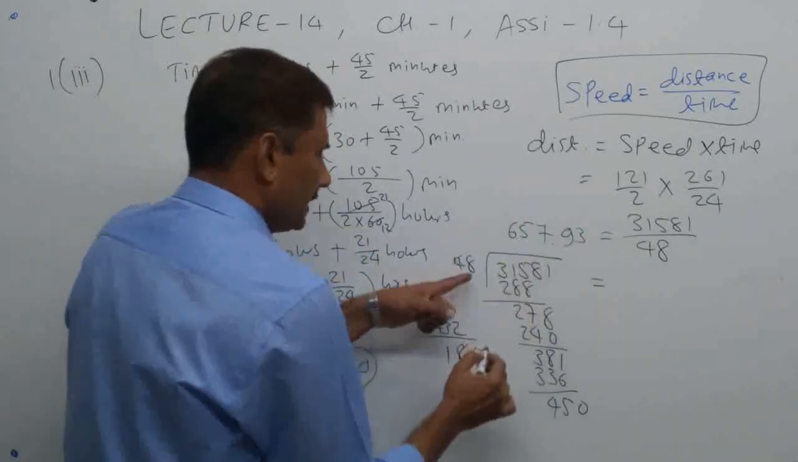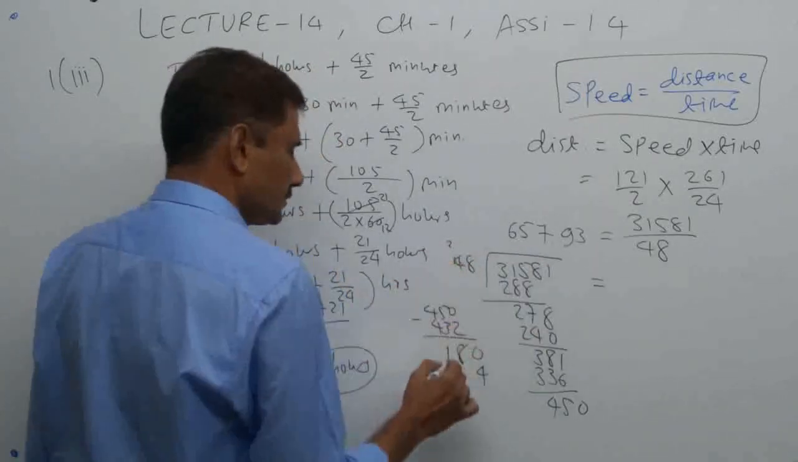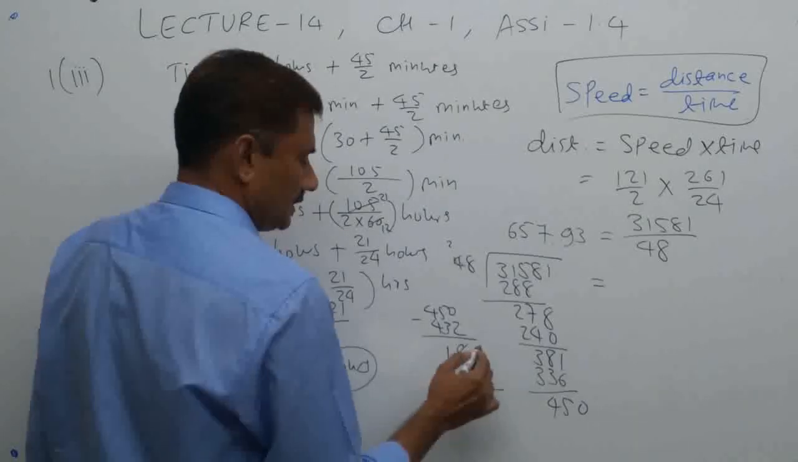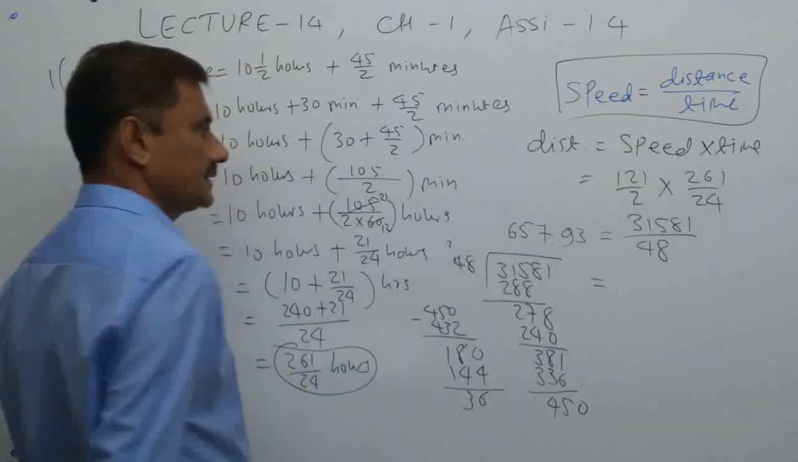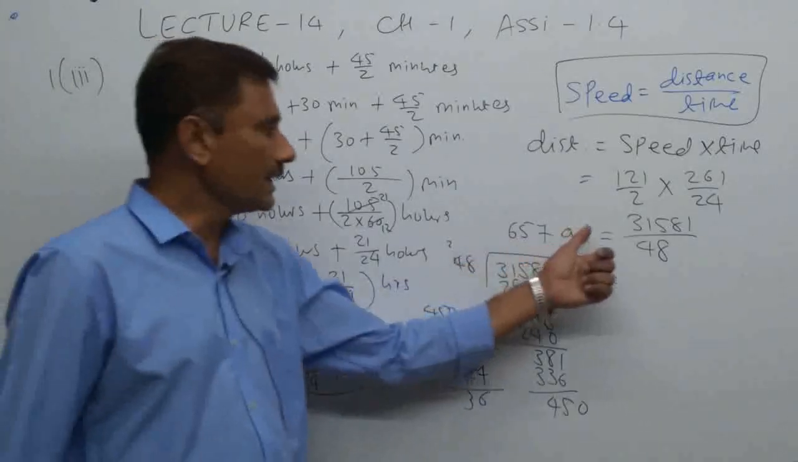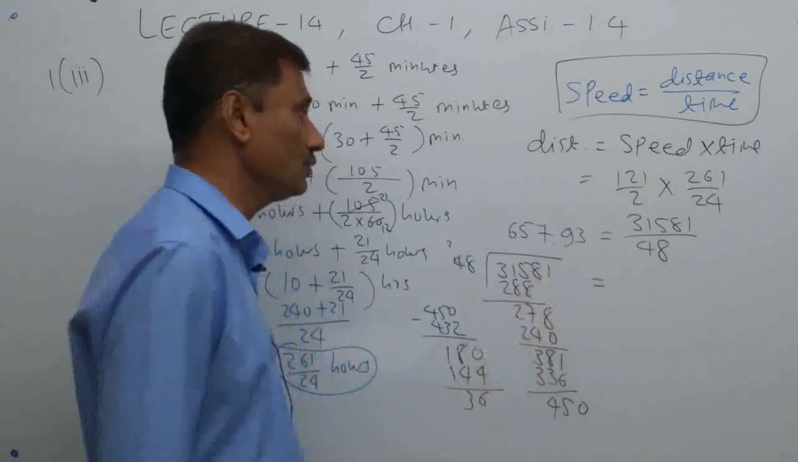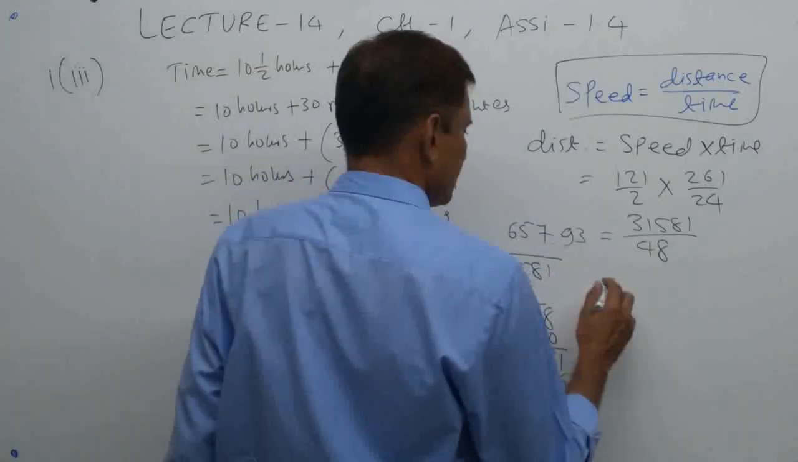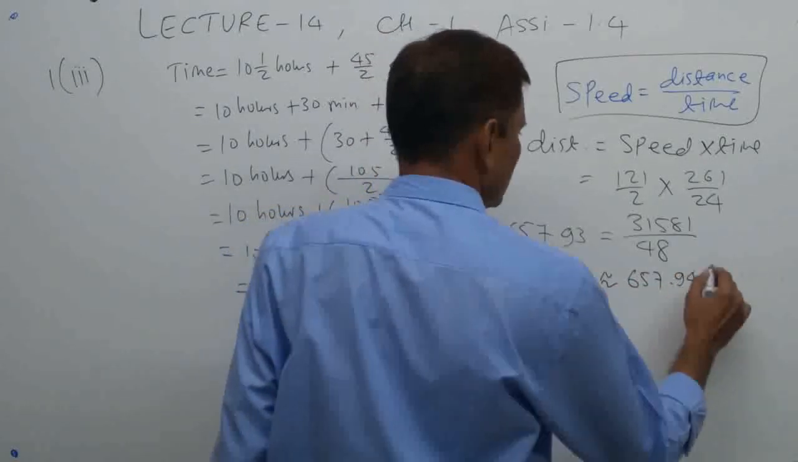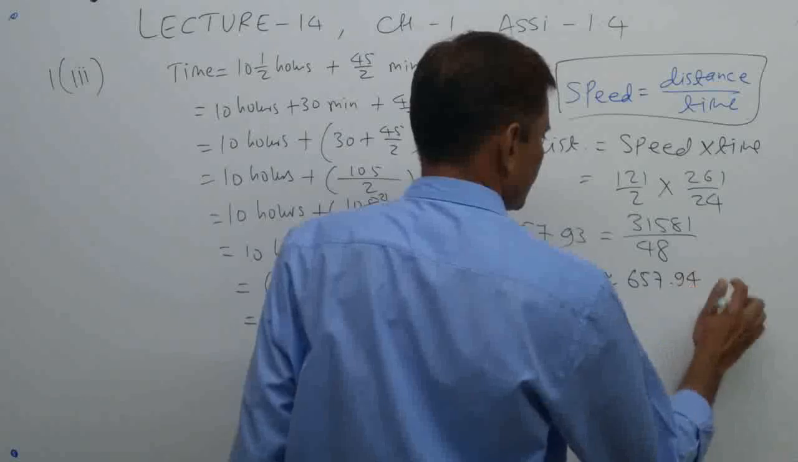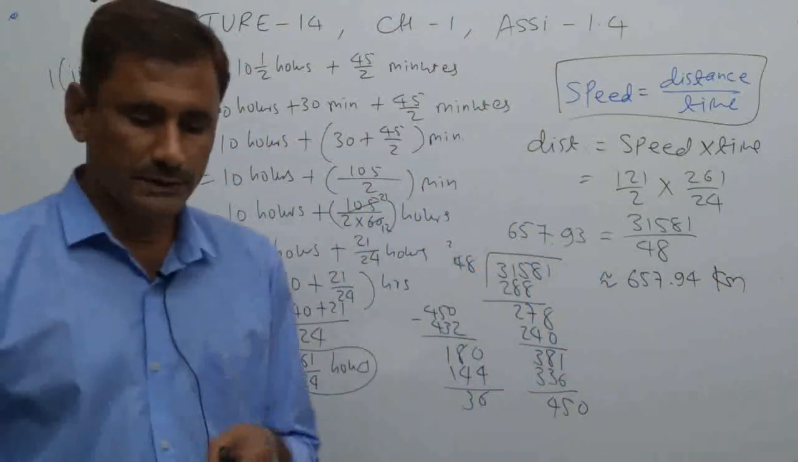Okay, so 8 3s are 24, 2. 4 3s are 12 plus 2, 14. So 10 minus 4, 6 left, 7 minus 4, 3, 36. But if you go to the next digit, it will obviously be more than 5, so it can be converted into 4 also. So it is approximately 657.94 hours, sorry, kilometer distance. Okay, so that is our answer.